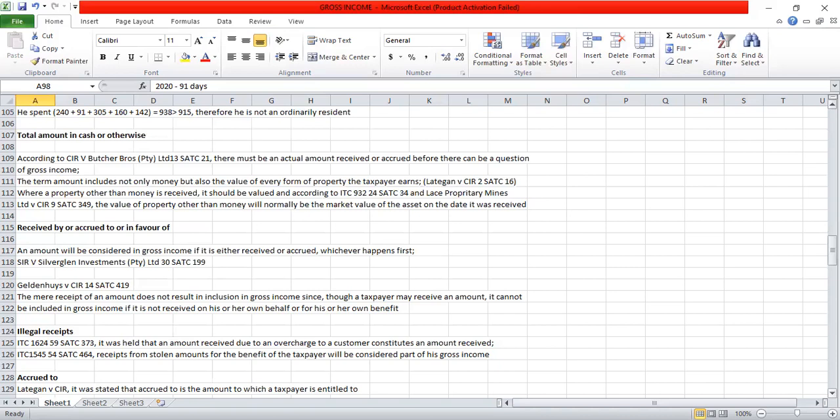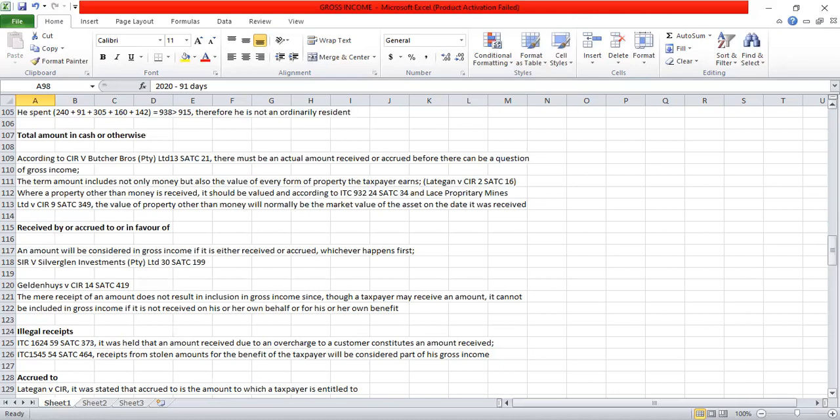Let's say someone is from Swaziland, but they spend more than 91 days in each of the previous 5 years, and in the current year, and in total the days are more than 915. They are now required to report just like a resident. That means to report all their income, including what they got in Swaziland, when they report to SARS.